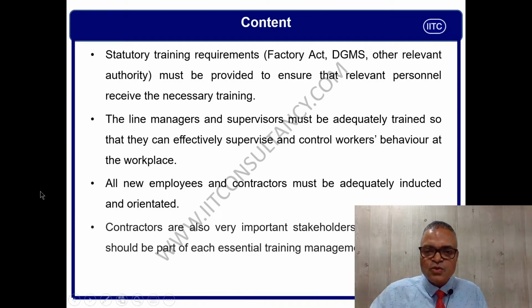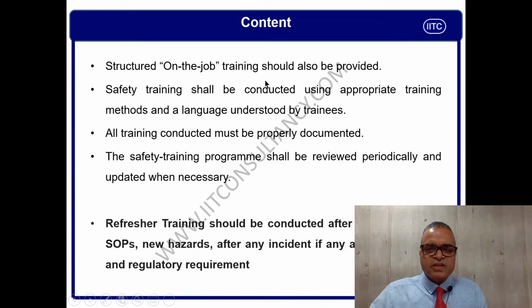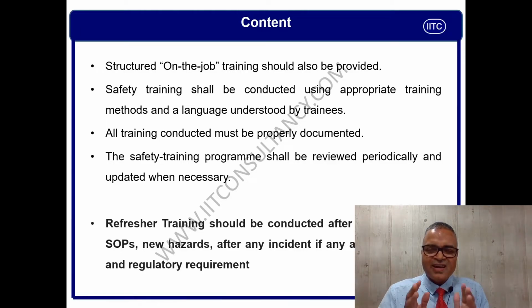Contractors are also a very important stakeholder, and hence they should be part of each and every essential training program. Structured on-job training should also be provided. Sometimes classroom trainings are very essential, but on-job training cannot be substituted by classroom training. On-job training is very essential for those people who are working on dangerous equipment, in dangerous activity or hazardous operations. They must be trained on the job.